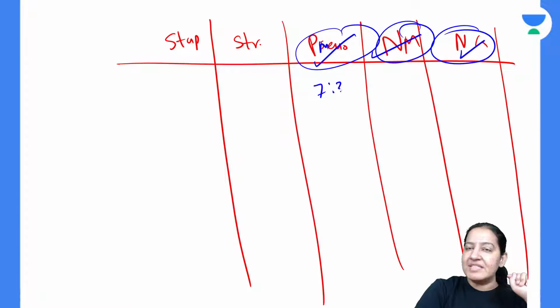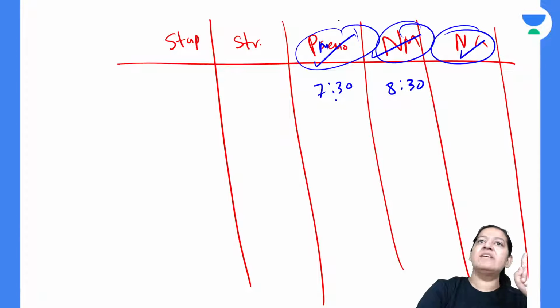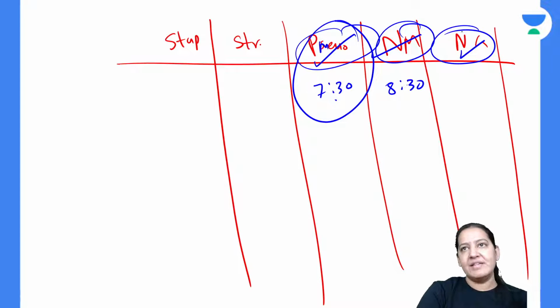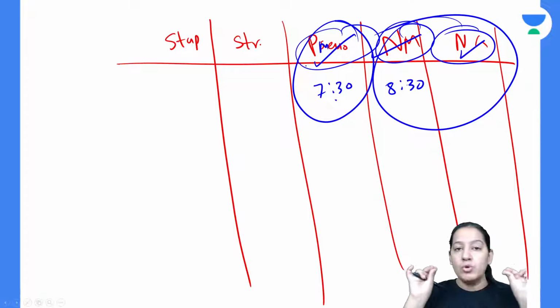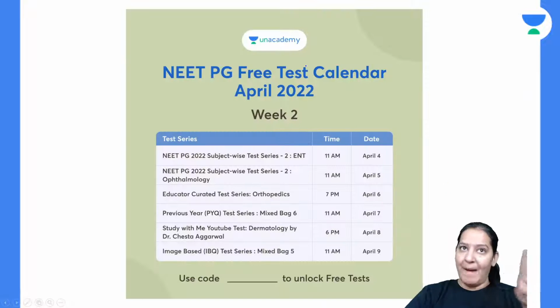So the first lecture is at 7:30 in the morning. The second lecture is at 8:30. At 7:30 I will teach you Pneumococcus and at 8:30 gonococcus and meningococcus. So don't dare to miss tomorrow's lecture in bacteriology.